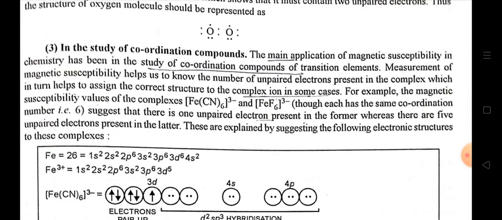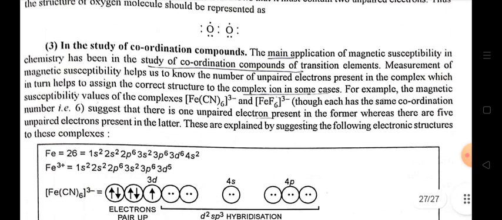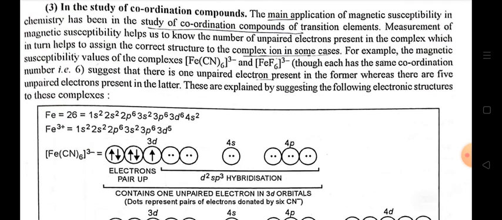For example, the magnetic susceptibility values of the complexes [Fe(CN)6]3- and [FeF6]3- are different though each has the same coordination number. This suggests that there is one unpaired electron present in the former, whereas there are 5 unpaired electrons present in the latter. These are explained by suggesting the following electronic configurations for these complexes. Iron, atomic number 26, has electronic configuration 1s2, 2s2, 2p6, 3s2, 3p6, 3d6, 4s2. After losing 3 electrons, Fe3+ has electronic configuration 1s2, 2s2, 2p6, 3s2, 3p6, 3d5.